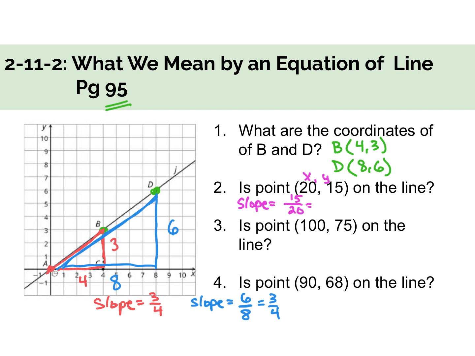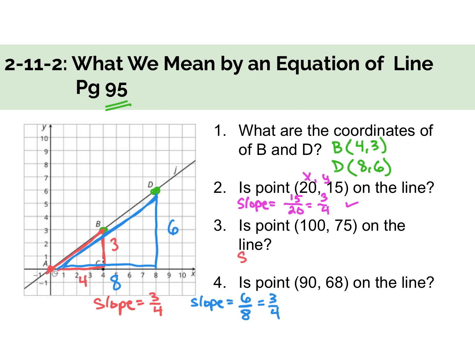So grab your calculator, put 15 over 20 in your calculator, press enter, and let's see if it makes that same slope. Put it in, press enter. Does this reduce down to 3 over 4? Yes, it does. So is this the same as the red slope and the blue slope? Yes, it is. So is 20 comma 15 on that line? Yeah, it is. All right, so let's try number 3.